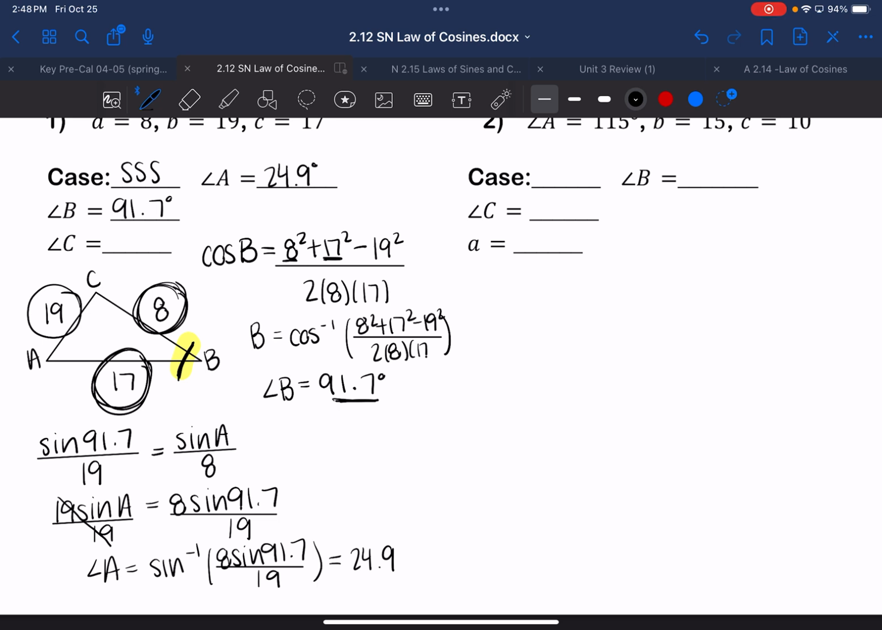Okay. So now I know angle B and I know angle A. What could I do to find angle C? Perfect. So angle C would just be 180 minus the 2 we know. So what are we going to get for our angle C? 63.4 degrees. Good.